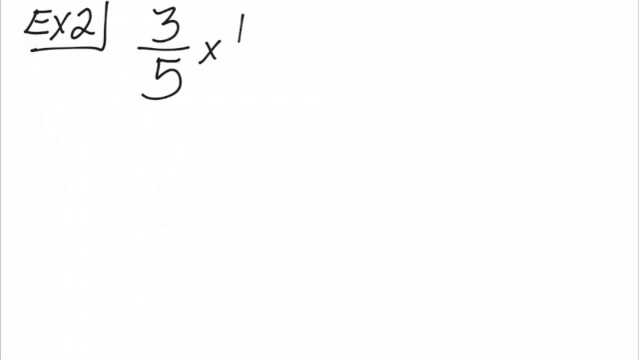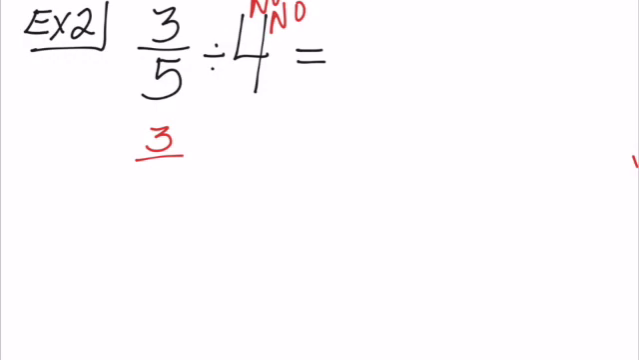Example number 2. Let's do 3/5 times 4. Oh, not times. What am I thinking? Crazy. Divided by 4. Okay, now, this is a no-no. No. We cannot have a fraction and a whole number. We don't want it. So we have to change our fraction or our whole number to a fraction.